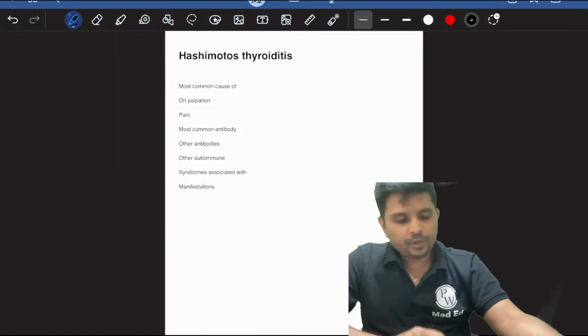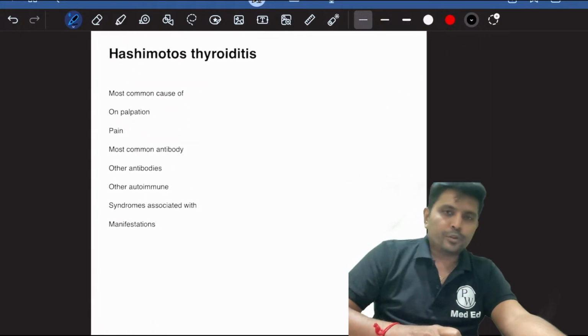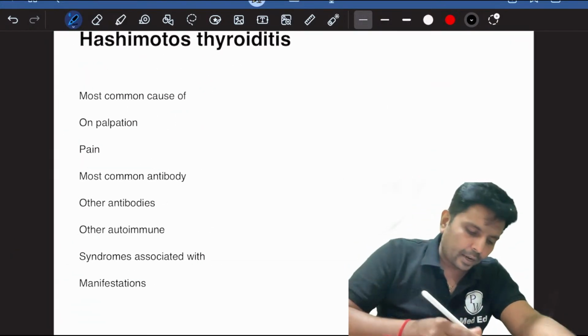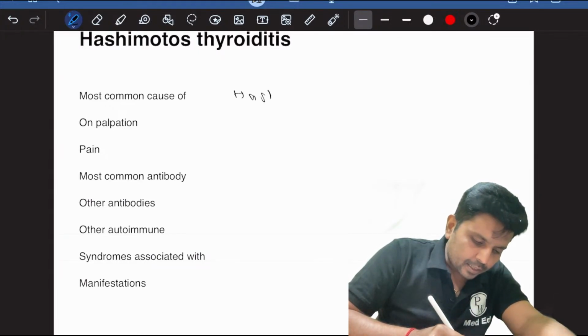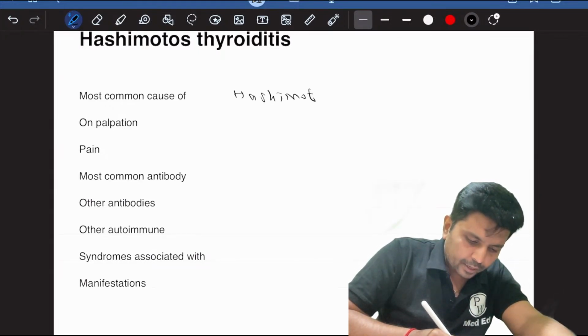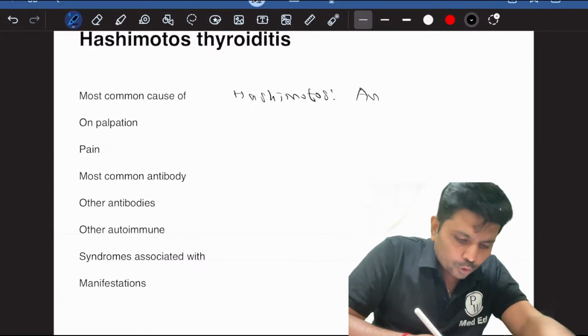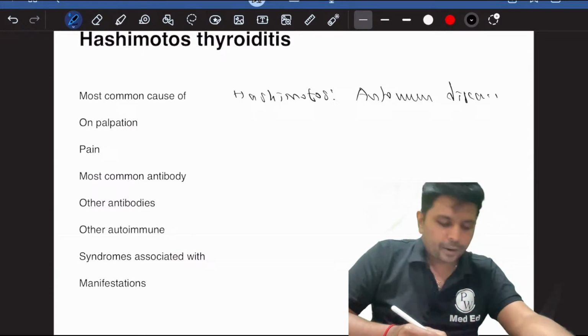Next comes acquired hypothyroidism. The most common cause for acquired hypothyroidism is, as it is mentioned, Hashimoto's thyroiditis. What is that? This is an autoimmune disease. So what will happen on palpation?